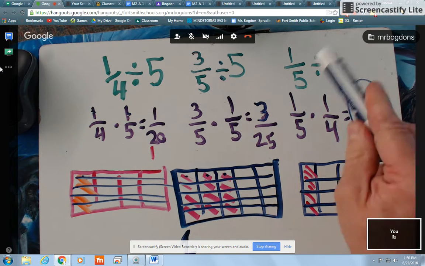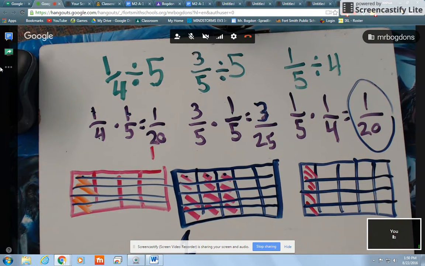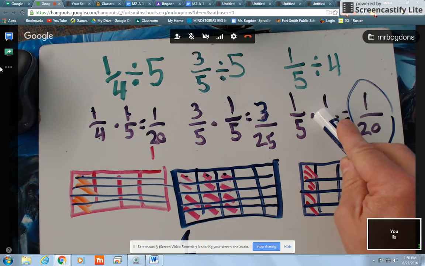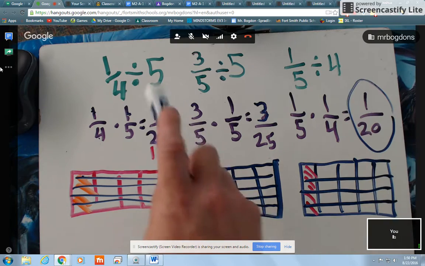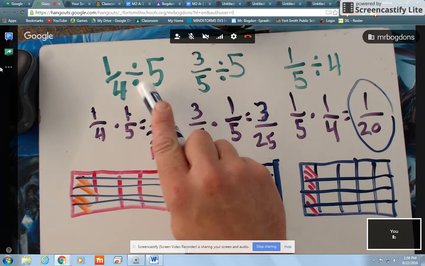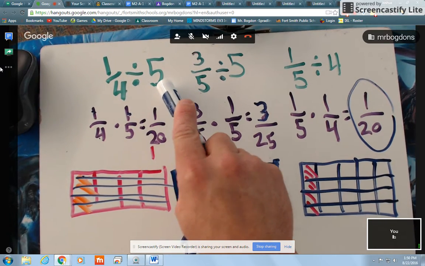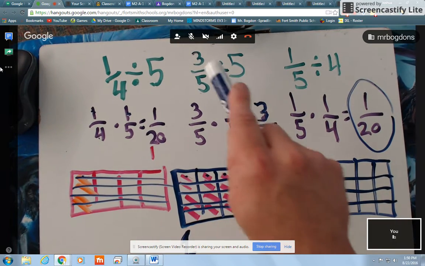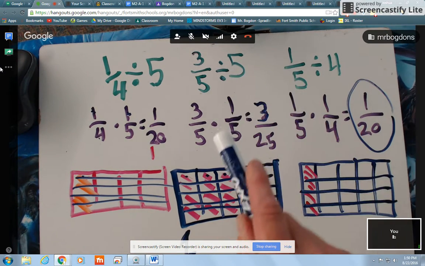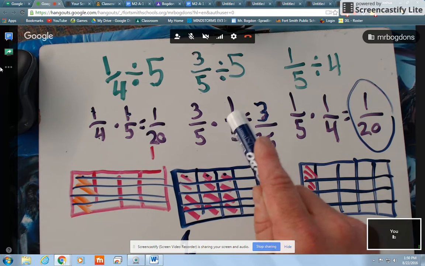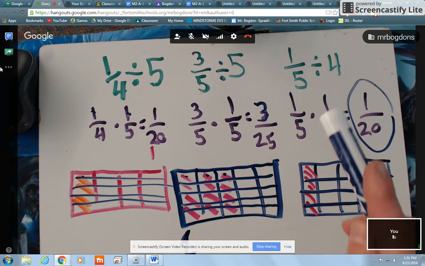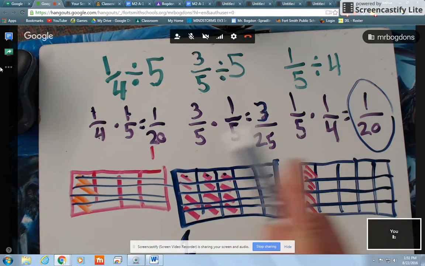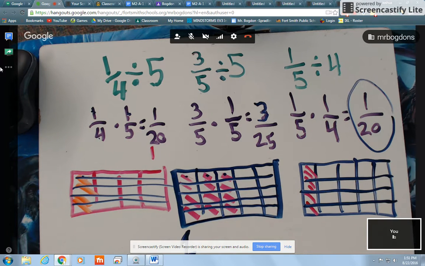So what have we learned? We've learned that we can think of dividing as multiplying by a fraction of. Whenever I divide 1/4 by 5, I can think of that as taking 1/5 of 1/4. I can think of 3/5 divided by 5 as 1/5 of 3/5. I can think of 1/5 divided by 4 as taking 1/4 of 1/5. Just multiplying straight across.